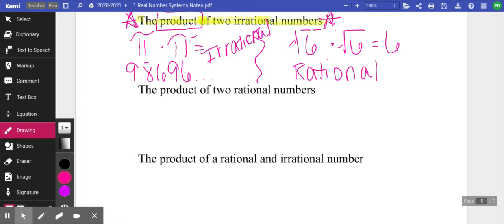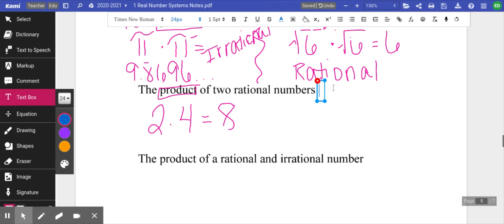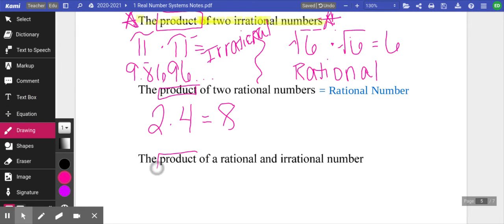So the product, again, means we're going to multiply two rational numbers. So 2 times 4 is 8. I'm always going to get a rational answer. Always. Here, the product of a rational, and we're just going to add non-zero because zero changes it all.